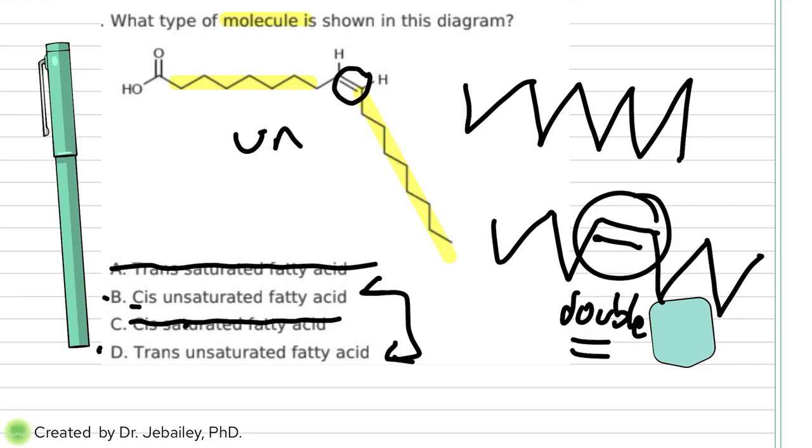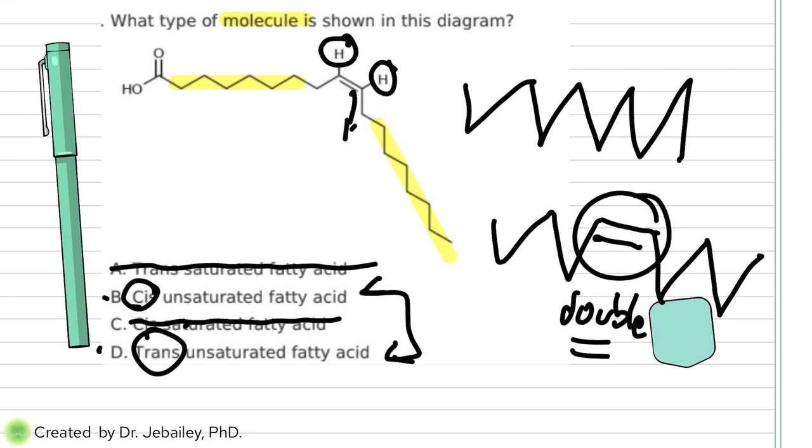Between B and D, that's the next thing that we're going to look at. We already figured out that it's unsaturated, but is it cis or is it trans? If it's cis, that means the hydrogens should be on the same side. If it was trans, then the hydrogen should have been on the bottom part, but it was not. So this is a cis, so the answer is obviously B, because the 2 hydrogens are on the same side, on the top.